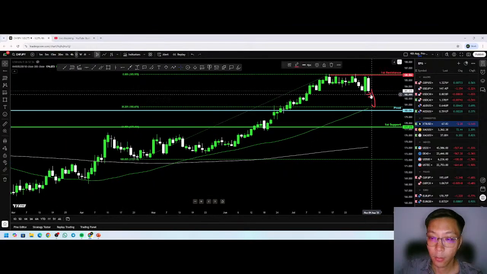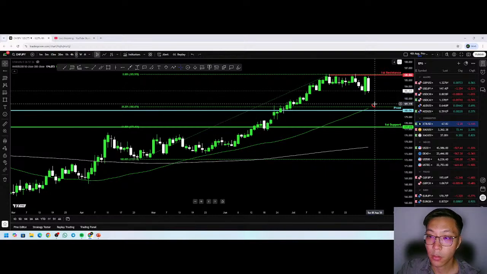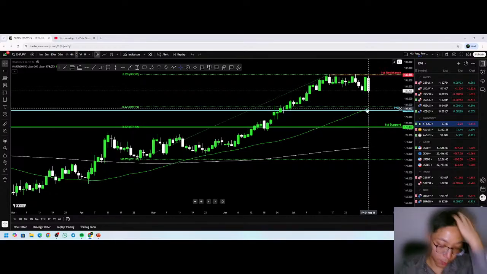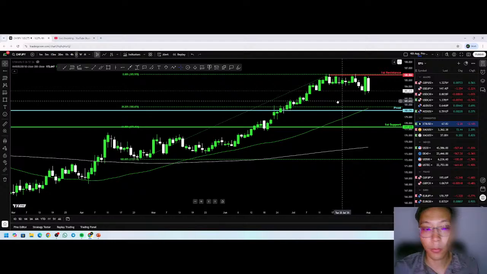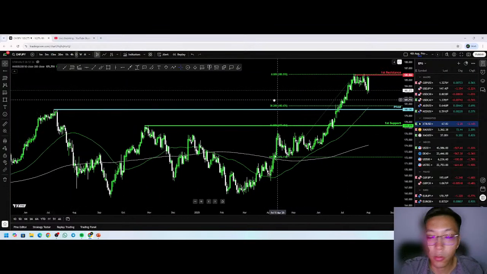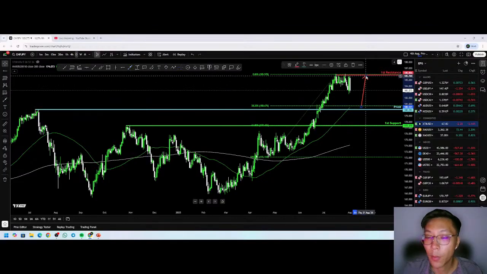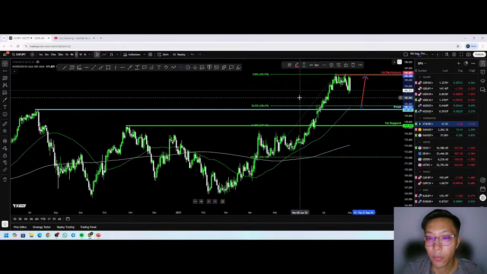Okay, so yeah, CHF. Yes, my friend, I hope that price will fall towards here to go towards the upside. Okay, apart from that, CHF JPY don't have to touch it at all.